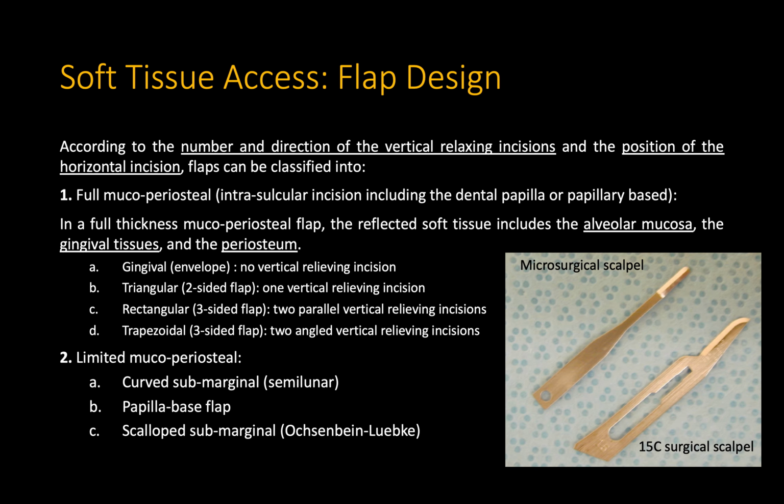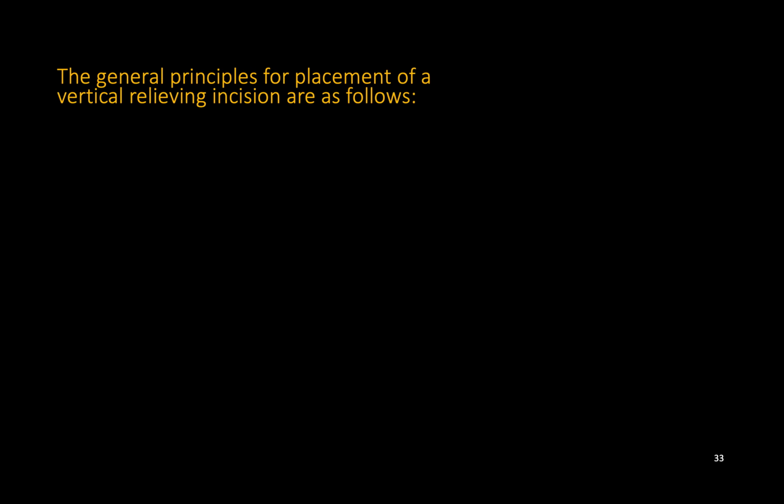Or we can have a scalloped submarginal flap in which we place our horizontal incision in the attached gingiva, submarginal, so below the gingival margins. Okay? We will talk in more detail about each of these flaps later on. Now, regardless of the type of the flap we decide on, these principles should be kept in mind when doing a flap and when we place our incisions.